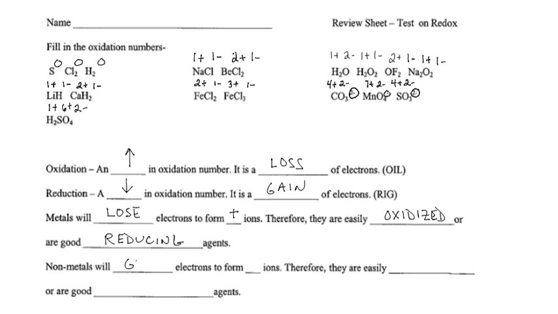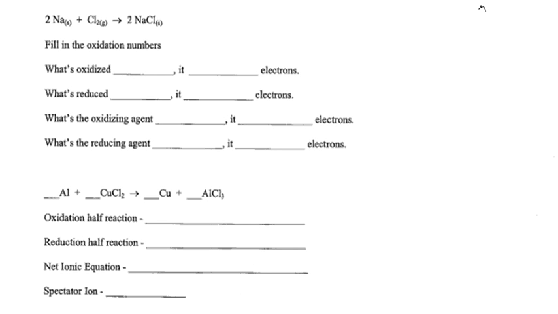Nonmetals will gain electrons to form negative ions. Therefore, they are easily reduced because their charge goes down, or we say they are good oxidizing agents. If we fill in the oxidation numbers, sodium, free element, is 0. Chlorine, free element, 0. Sodium is +1.